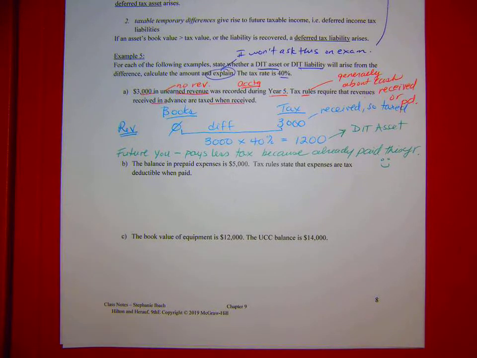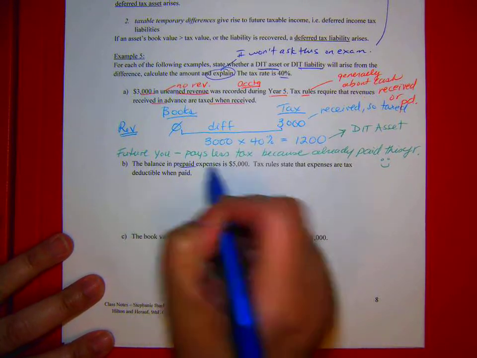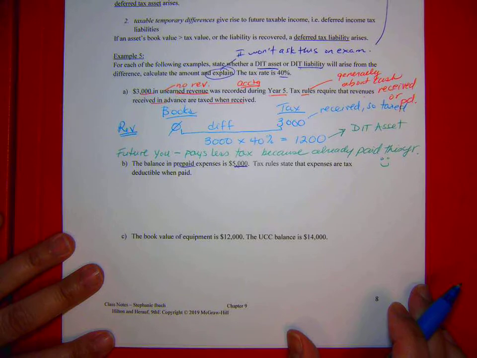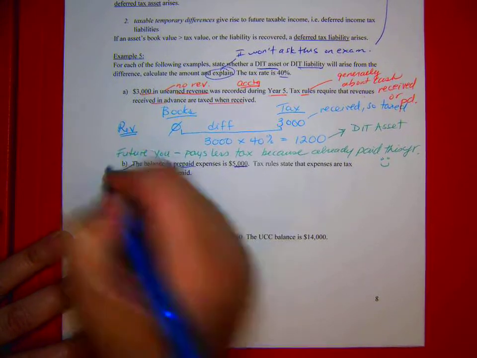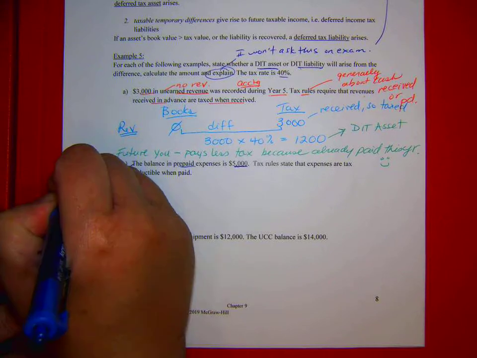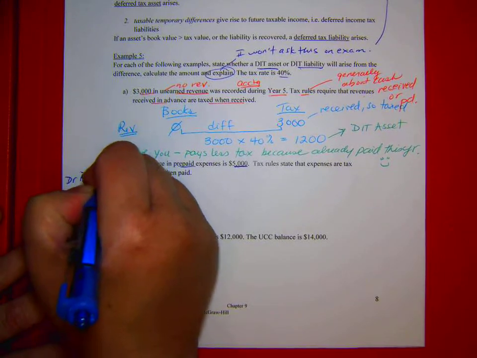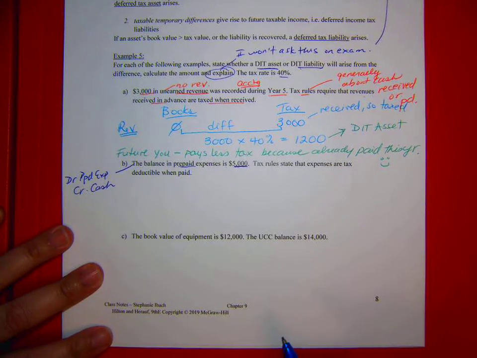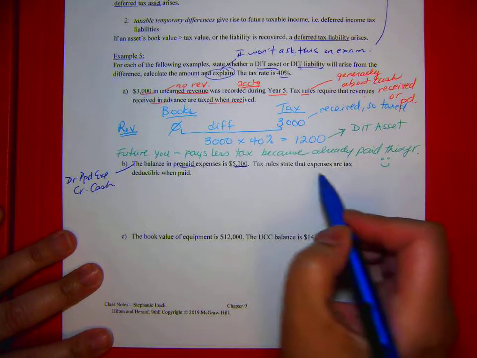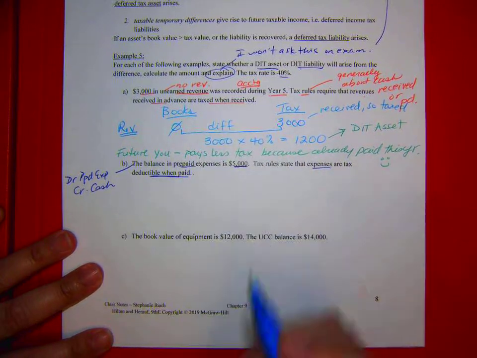Okay, so let's do the next one. The balance in prepaid expenses is $5,000. So what does that mean? It means we credited cash, but did we expense anything? No, we debited prepaid expense, which is an asset. Tax rules state that it's tax deductible when paid, so they reduce taxes when they're paid.